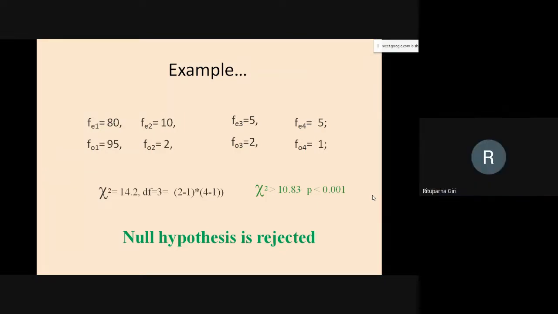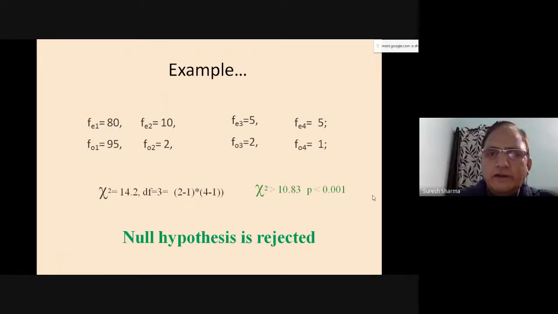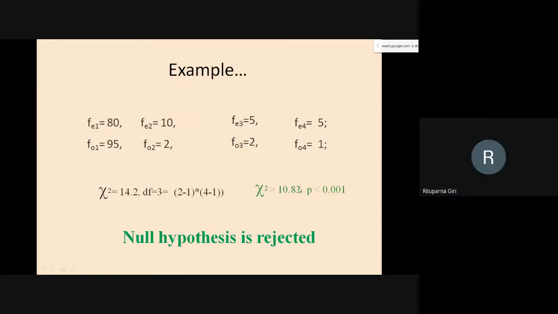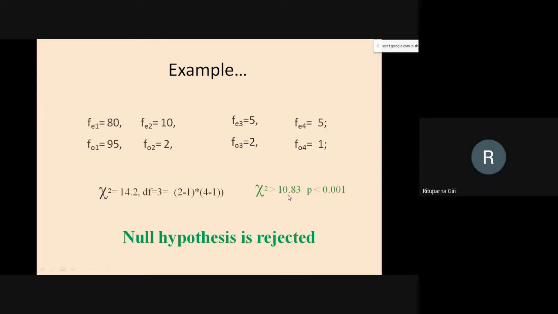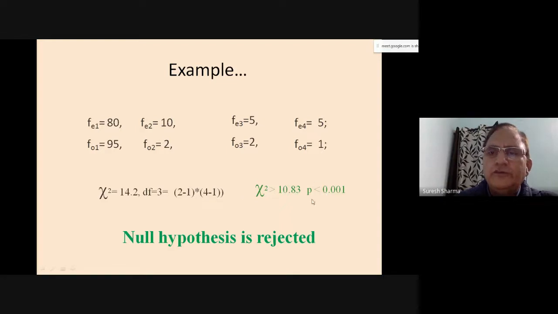Sir, where did we get the value 10.83? Forget about this. Sorry, 10.83 was the tabulated value from the chi-square table. Okay, but we will not have to see that. We have to see the p-value only, because it will be given by SPSS, right? Okay.